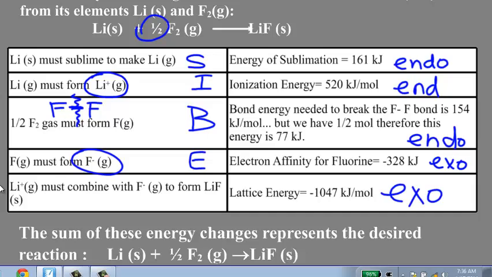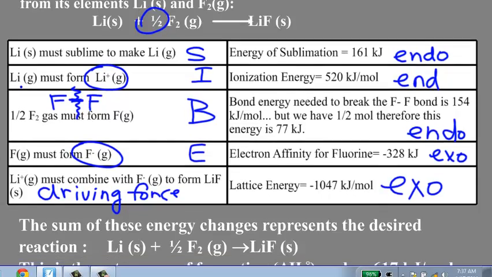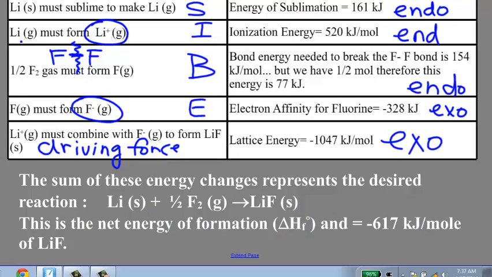So the driving force for this process to happen, since the first 1, 2, 3 steps all require energy, is this right here. This is the driving force for these two ions to get together, because it releases so much energy. Okay? So if we sum all these energy changes, we get the overall energy change for this reaction. The overall energy change for this reaction is known as the net energy of formation of this compound. We give it the value delta H.